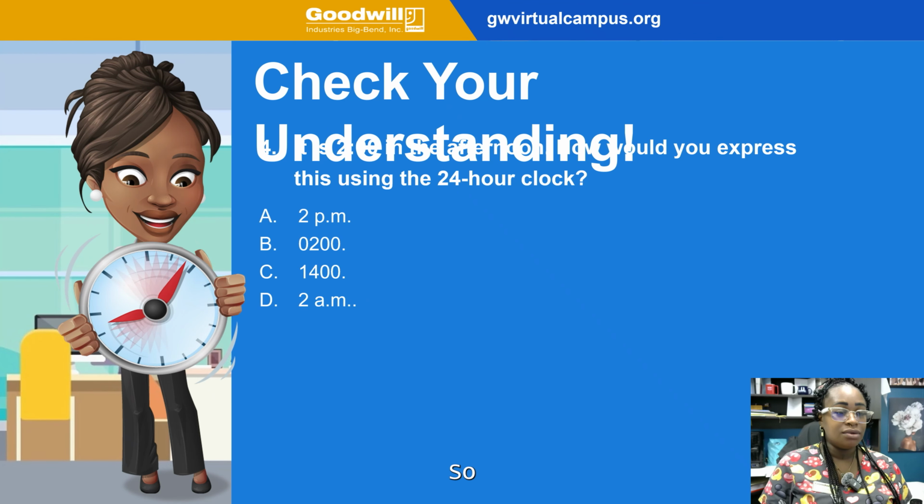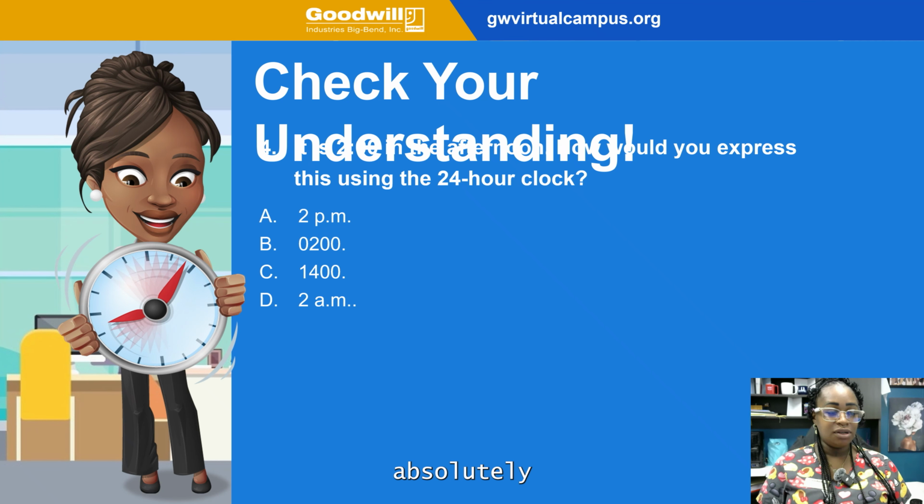All right. So it's 2 o'clock in the afternoon. How would we express that using a 24-hour clock? If you answered C, that is absolutely correct. It is 1,400 hours. Remember, if it's 2 o'clock in the afternoon, 2 p.m., we're going to add 12, which makes it 14.